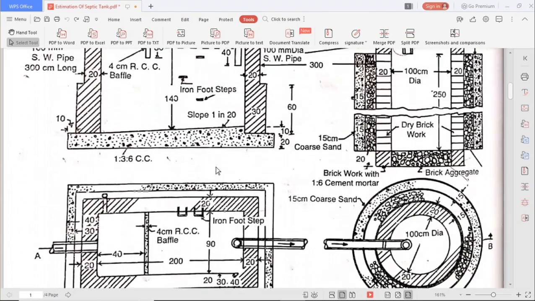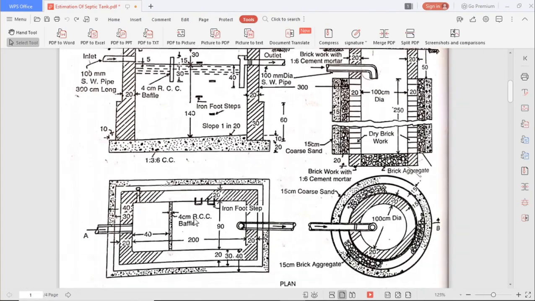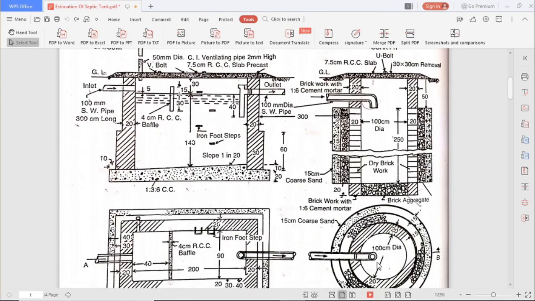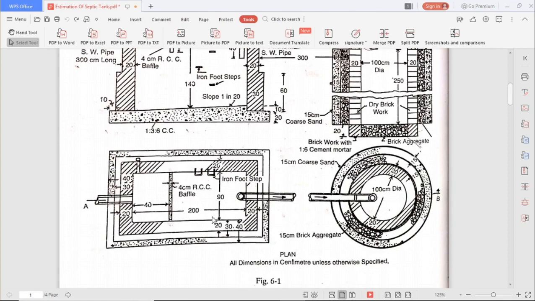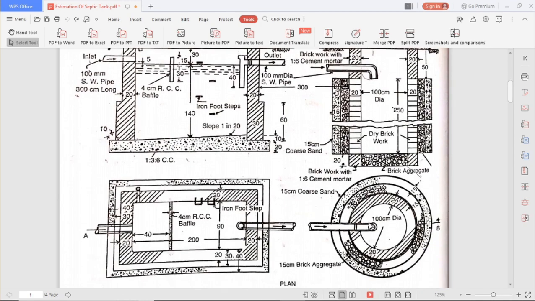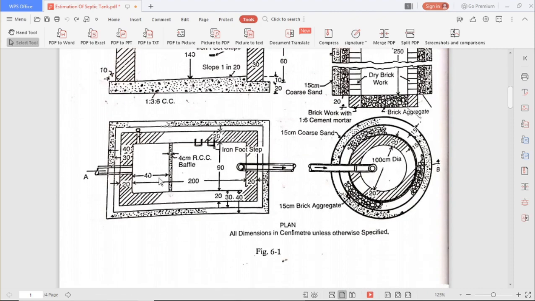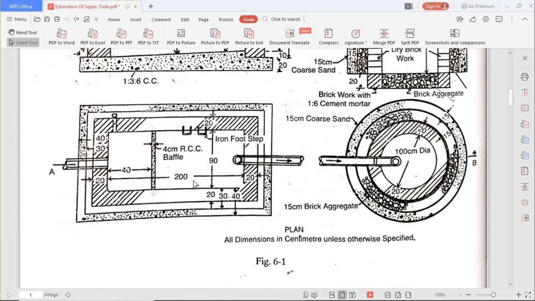So this is the septic tank. It is a rectangular septic tank with a circular soak pit. This is the plan, and this is the elevation. Soak pit is circular. As this is a rectangular plan, for the brickwork we have two long walls and two short walls.